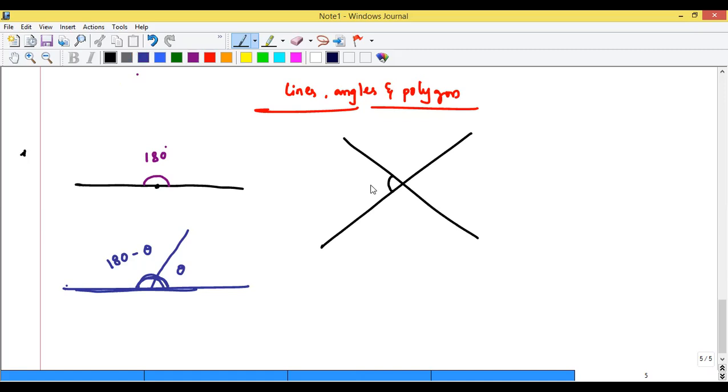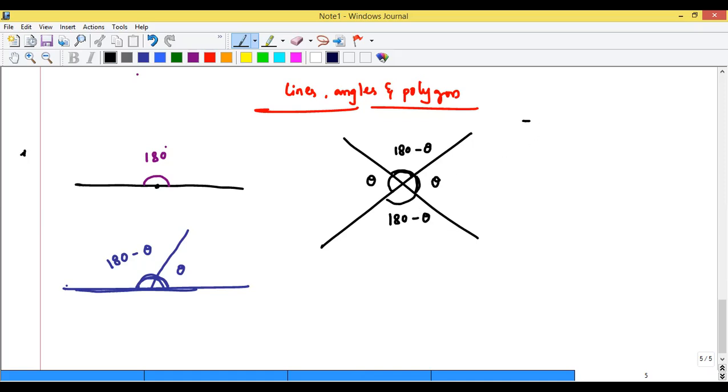Suppose if this angle is theta, what about this angle? This is 180 minus theta. Can you tell me what about this angle? It is also a straight line, right? It should be how much? 180. It is already 180 minus theta. So what is the rest of the angle here? It is theta. Now what about this? This is 180 minus theta.